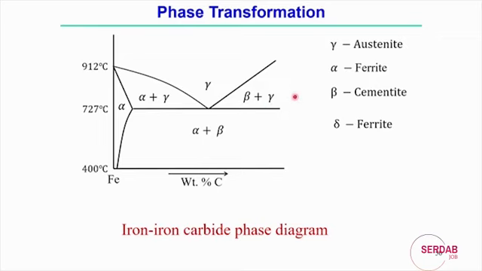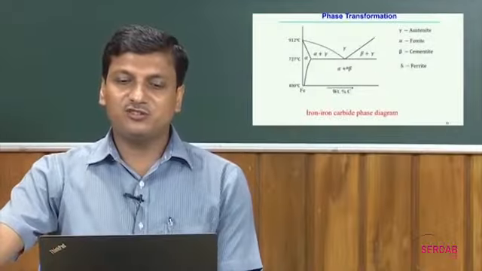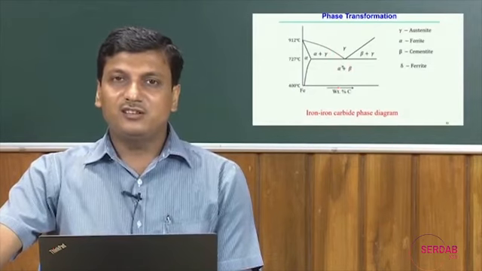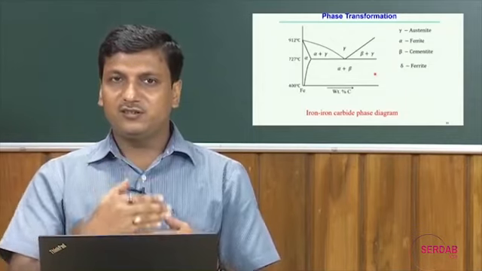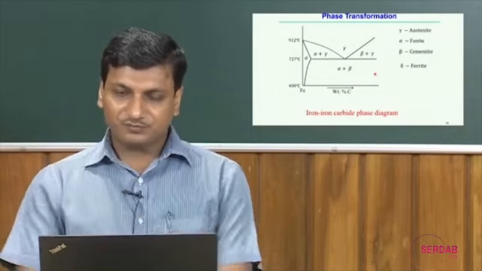So, at this position there is a mixture of two phases, the beta phase and the gamma phase, that means austenite plus cementite. And in this zone there are two different phases, ferrite and cementite mixtures, but there is no existence of the austenitic phase at this zone. That means the zone is defined over a certain temperature range.